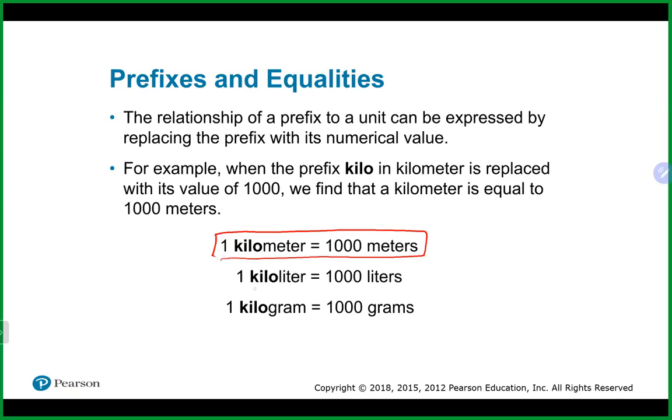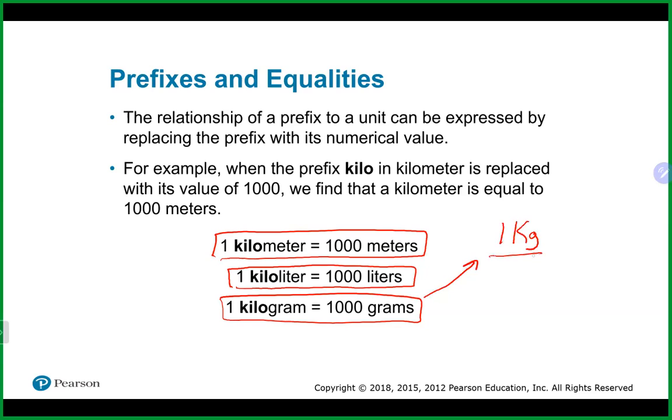And that kilo prefix works for any unit. So 1 kiloliter would be 1,000 liters. 1 kilogram would be 1,000 grams. So basically, kilo represents 1,000, and it doesn't really matter what the base unit is. And from any of these equalities, we can write two conversion factors, and they're just fractions. So 1 kilogram over 1,000 grams, or 1,000 grams over 1 kilogram.